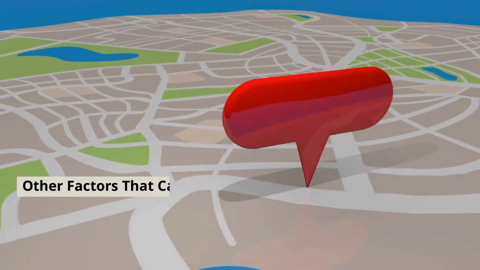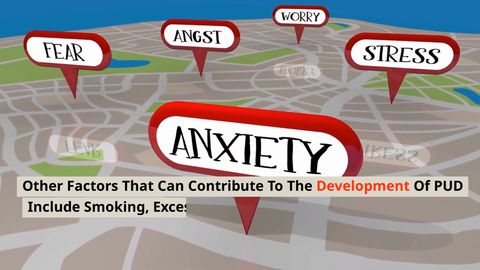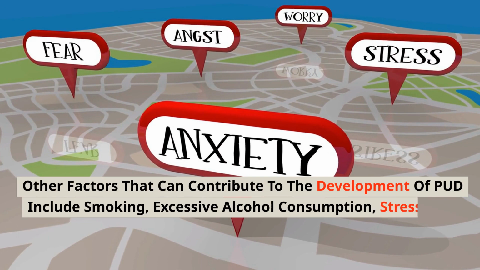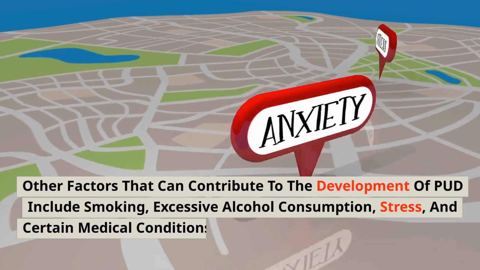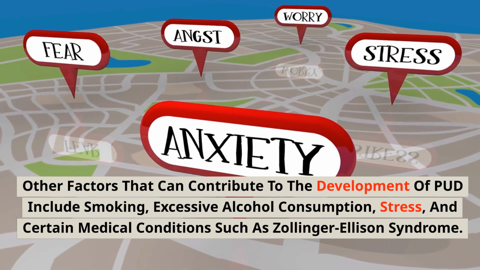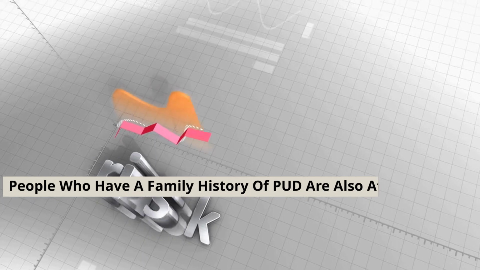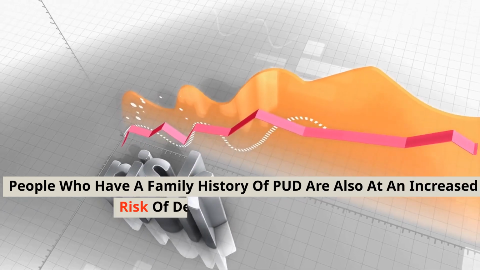Other factors that can contribute to the development of PUD include smoking, excessive alcohol consumption, stress, and certain medical conditions such as Zollinger-Ellison syndrome. People who have a family history of PUD are also at an increased risk of developing this condition.